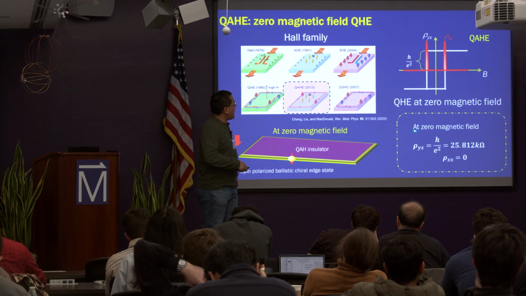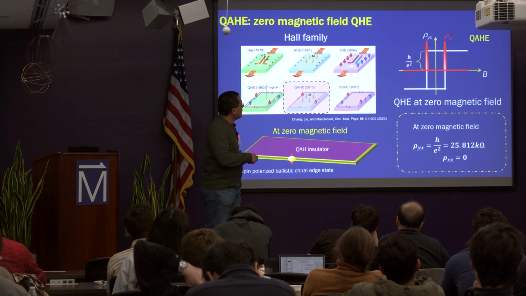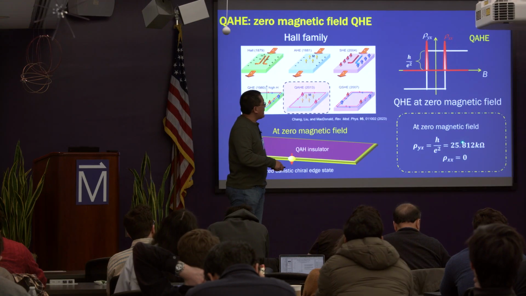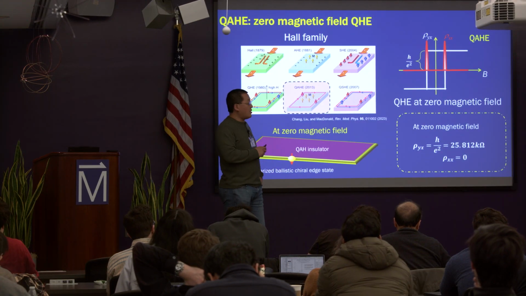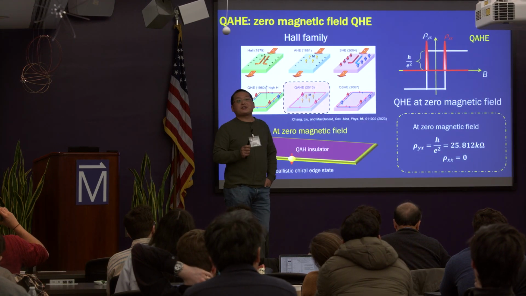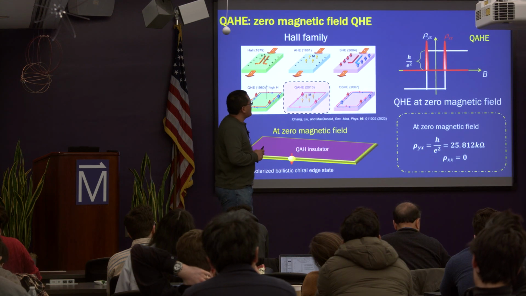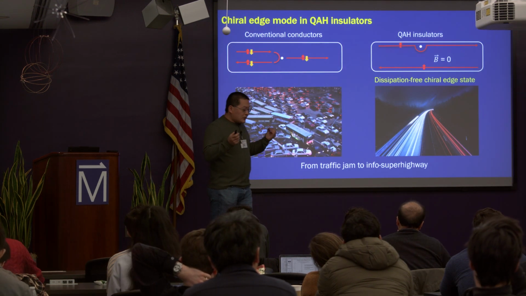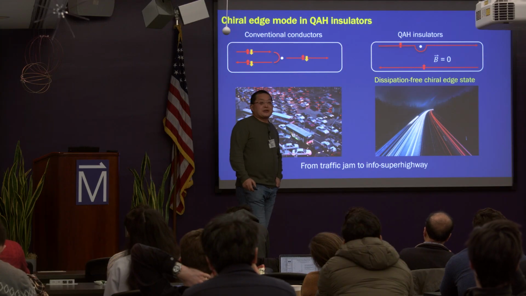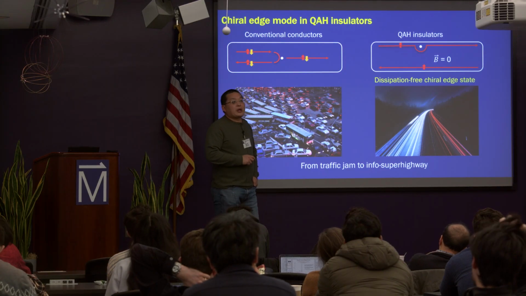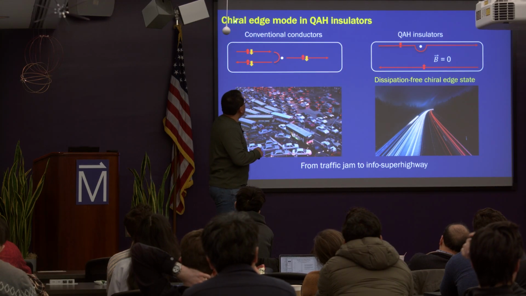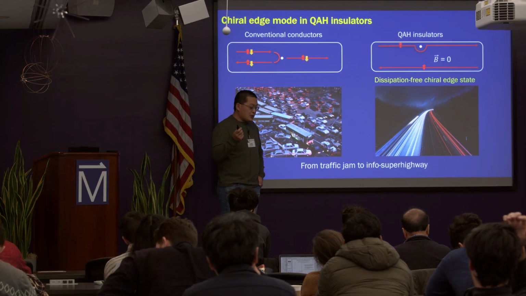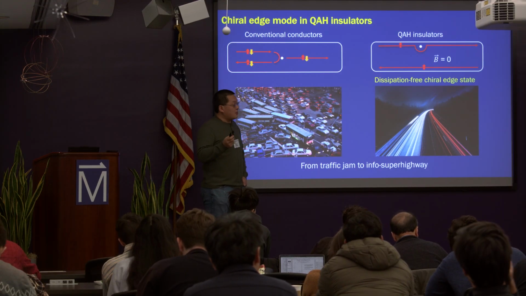And we see that at zero magnetic field in quantum anomalous Hall insulators, the Hall resistance is quantized at 25.8 kilo ohm, and the longitudinal resistance is vanishing, close to zero. Why the quantum anomalous Hall insulator is interesting is because there are what we call chiral edge channels, and these chiral edge channels are spin polarized and also ballistic.